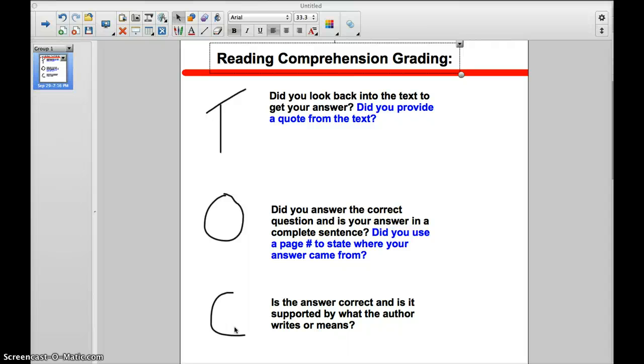Also, a lot of these questions are not opinion questions. You actually have to find the answers by looking back in the text, or you have to make meaning of what the author says, and that requires you to look back in the text to come up with an answer that makes sense. So this is how I actually score your reading comprehension. Text-dependent questions and other questions that I ask you to form answers from when you read a text.